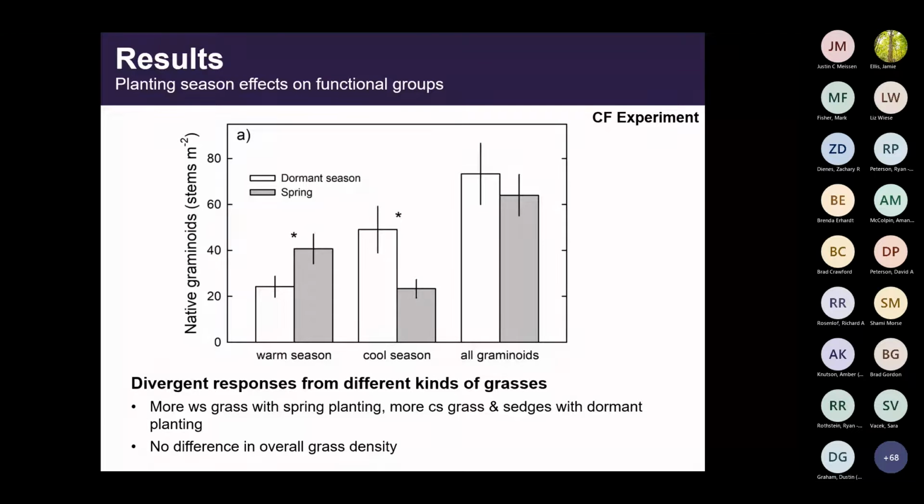Stars indicate significant differences between treatments. So in grasses, we're seeing that when planting in the spring, we get higher abundance of warm season grasses at the expense of cool season grasses and sedges, and the opposite when planting in the dormant season. More cool season grasses and sedges at the expense of warm season grasses. As we can see when looking at the combined grass data, there's not really a real difference when you look at grass overall.